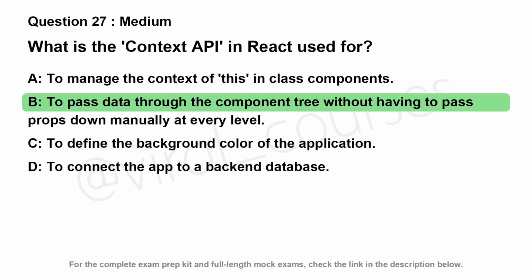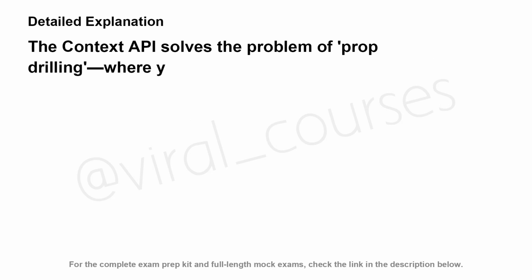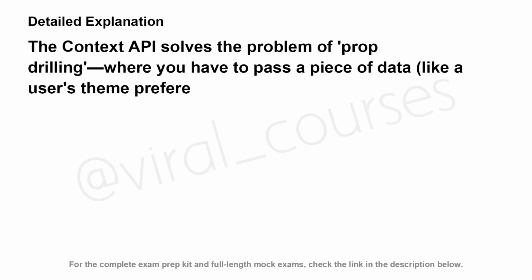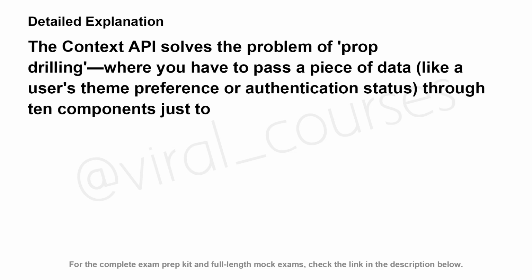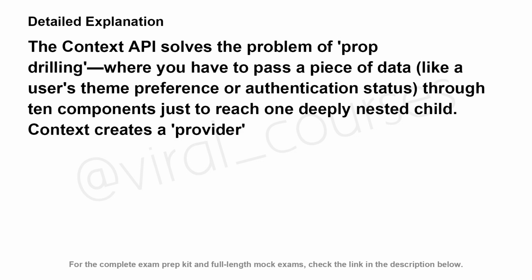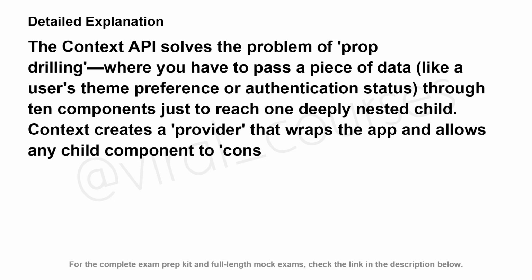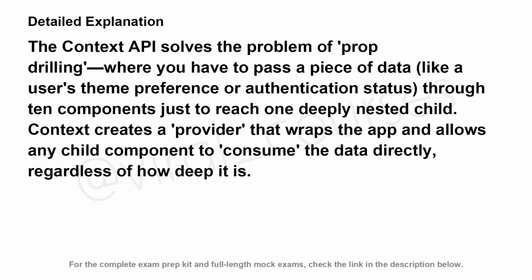The correct answer is B. The Context API solves the problem of prop drilling, where you have to pass a piece of data, like a user's theme preference or authentication status, through 10 components just to reach one deeply nested child. Context creates a provider that wraps the app and allows any child component to consume the data directly, regardless of how deep it is.